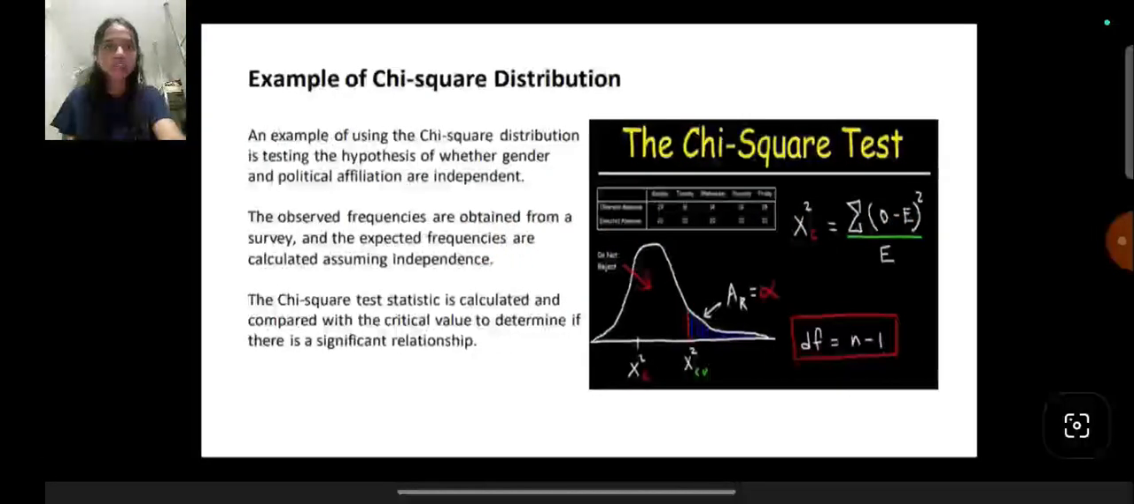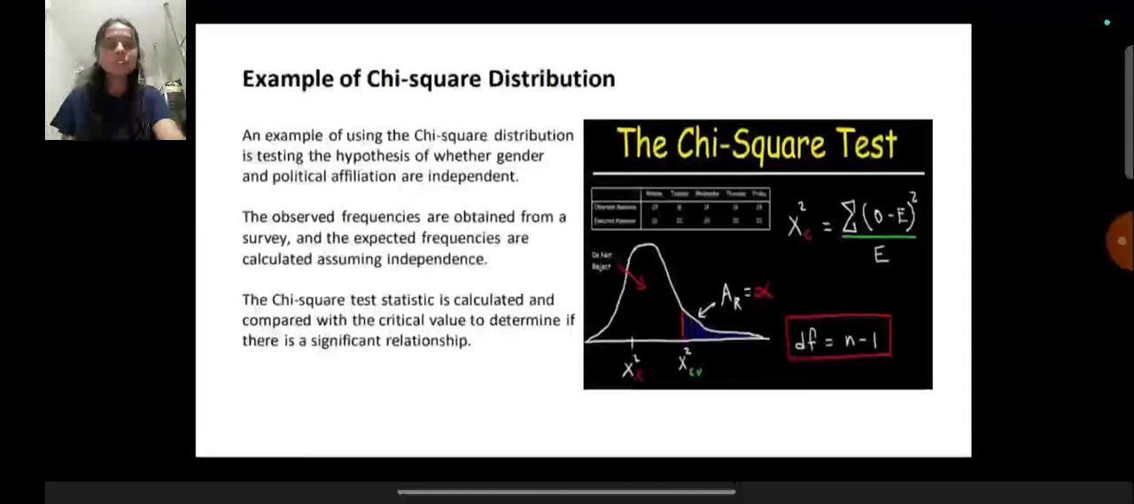Example of chi-square distribution. An example of using the chi-square distribution is testing the hypothesis of whether gender and political affiliation are independent. The observed frequencies are obtained from a survey and the expected frequencies are calculated assuming independence. The chi-square test statistic is calculated and compared with the critical value to determine if there is a significant relationship. This is the example of chi-square test.